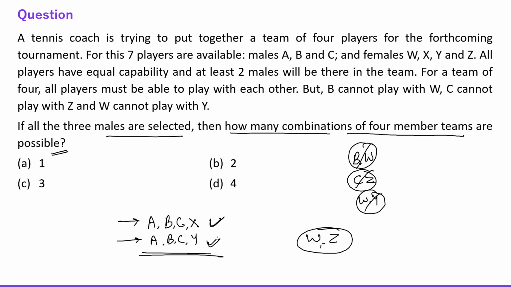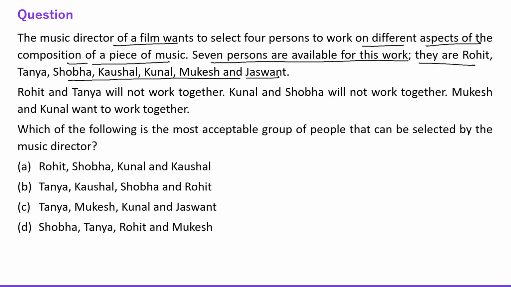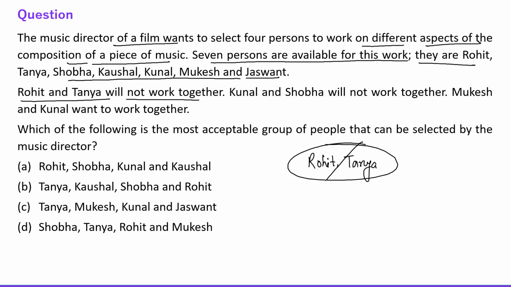Now let's move to the other question. The next question says, a music director of a film wants to select 4 persons to work on different aspects of the composition of the piece of music. 7 persons are available for this work: Rohit, Tanya, Shobha, Kaushal, Kunal, Mukesh and Jaswant. Rohit and Tanya will not work together. This is kind of like the previous one only. Rohit and Tanya can't work together.